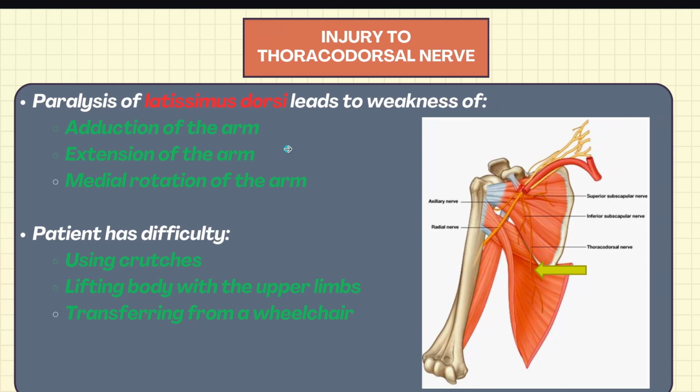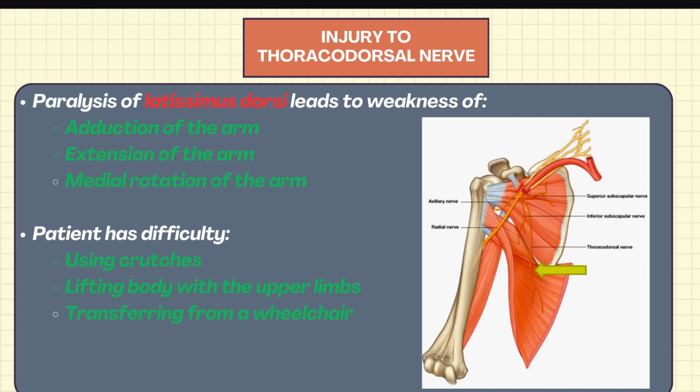Now, injury to the thoracodorsal nerve. Injury to the thoracodorsal nerve is going to injure one main muscle, which is the latissimus dorsi muscle. Now, weakness in the latissimus dorsi is going to be a big thing, because the latissimus dorsi is huge, and it's going to cause an issue in multiple functions of the arm. One of them being the adduction of the arm, extension of the arm, and medial rotation of the arm.